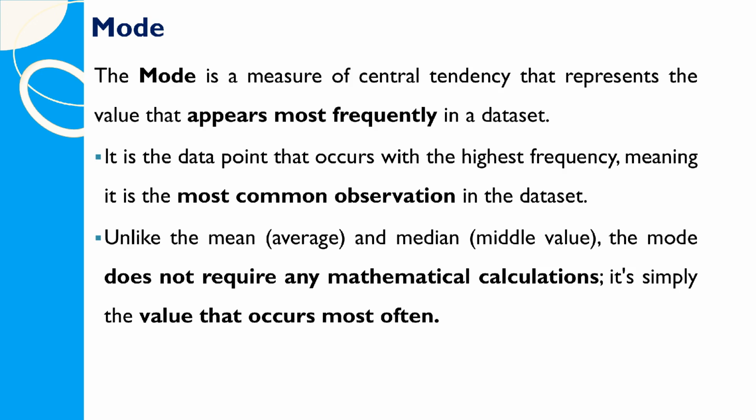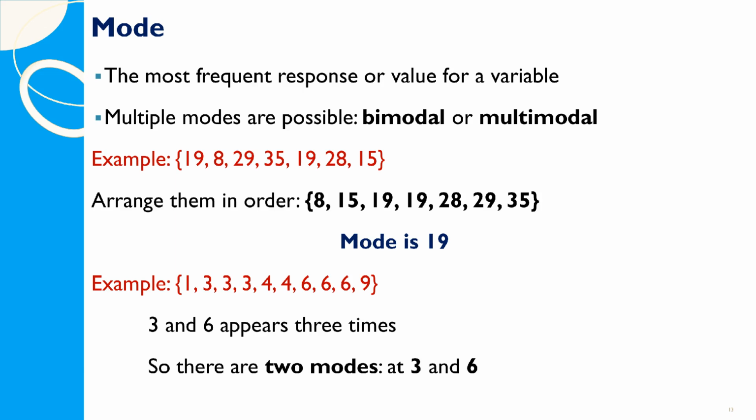The mode is the value that appears most frequently in a dataset, making it the most common observation. Unlike the mean and median, it does not require calculations, as it is simply identified by its frequency of occurrence. The mode of a dataset is the most frequently occurring value, and a dataset can have one or more modes. For example, in the dataset 19, 8, 29, 35, 19, 28, 15, the mode is 19.